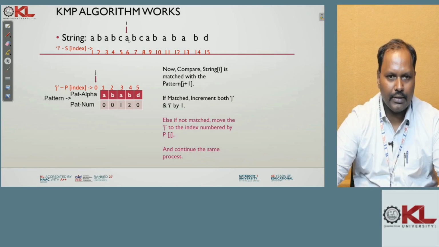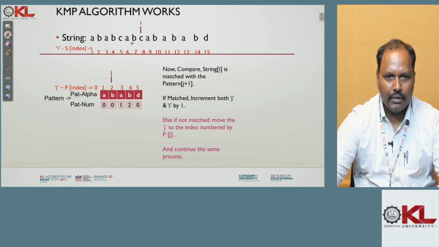So I is also increased, and A is compared with the J plus 1 value, and matching is found. Matching is found means I and J both are increased. That's why in the next step I and J both are increased. Now I is equal to B, J plus 1 value is equal to B. Both are matched, which means I and J values are increased in this position.